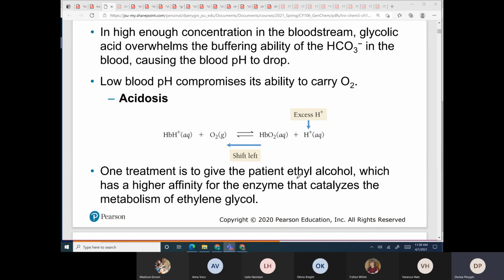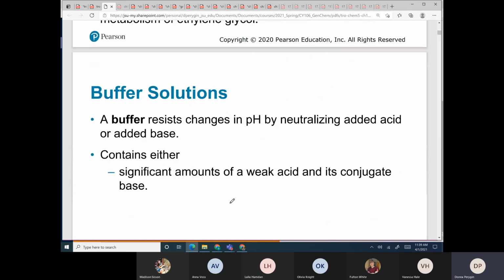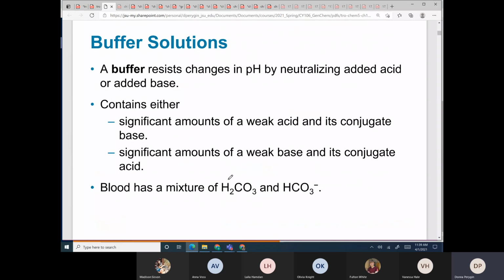But one treatment is to give the patient ethyl alcohol, and so what happens is the enzyme that metabolizes ethylene glycol to glycolic acid is inhibited by the ethyl alcohol because the enzyme has a higher affinity for ethyl alcohol than the ethylene glycol, and therefore, if you get the patient drunk, you can give the body other time to remove the ethylene glycol by other methods, like just regular excretion in the kidneys.